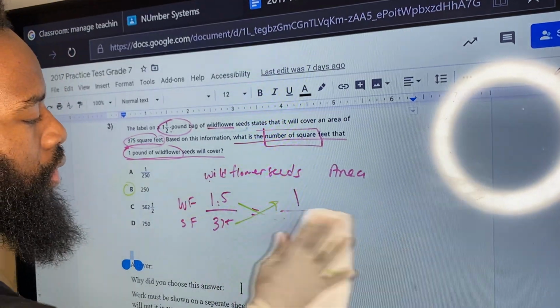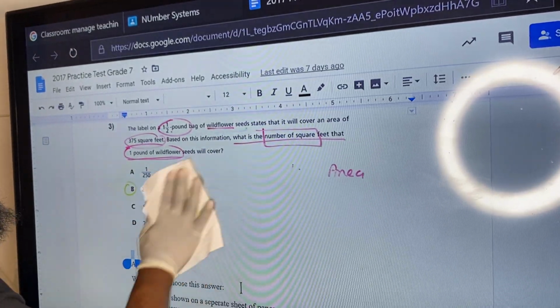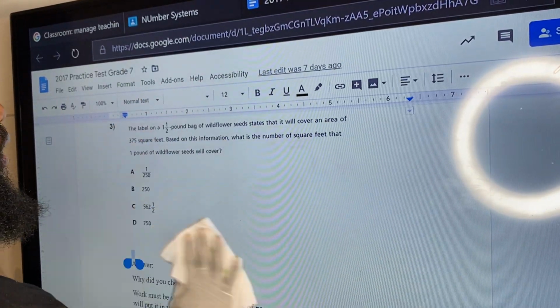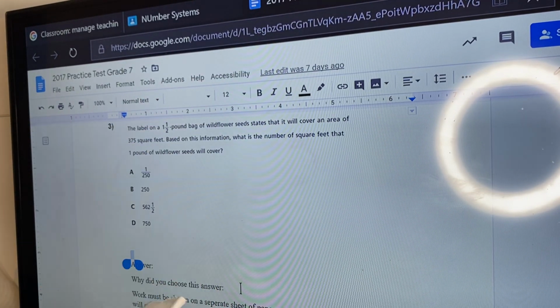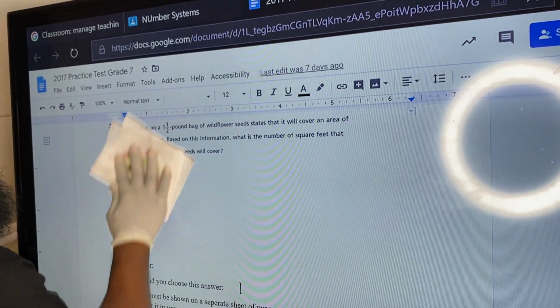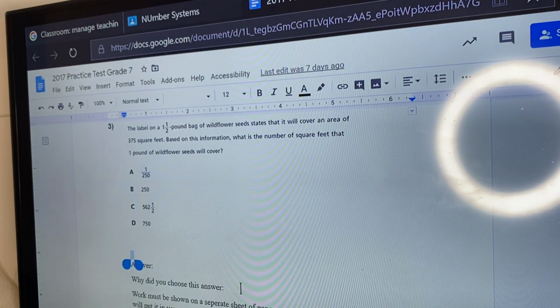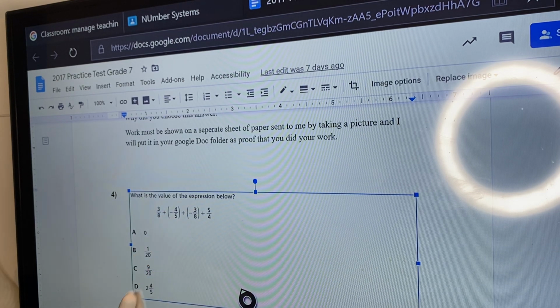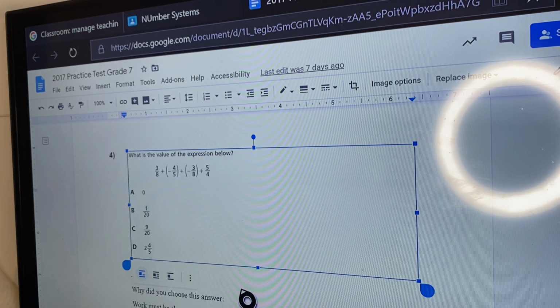Right now I'm gonna erase this. Ooh. Gotta wipe. Then I gotta dry. All right.